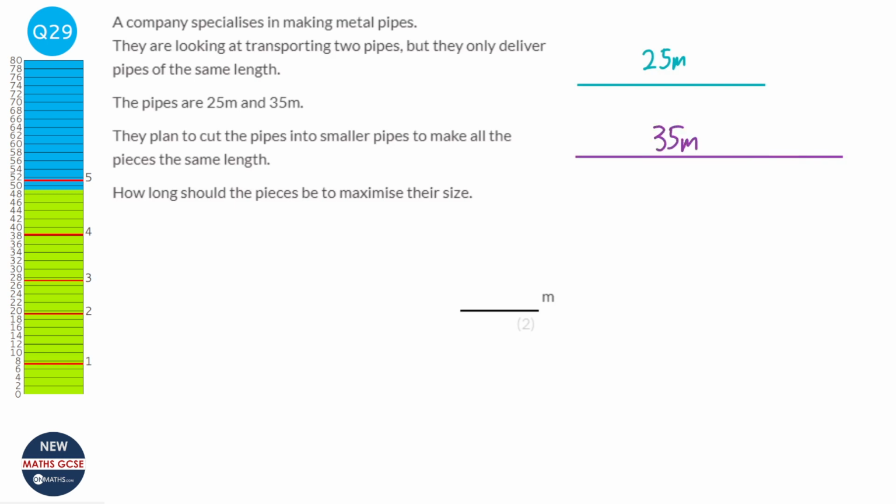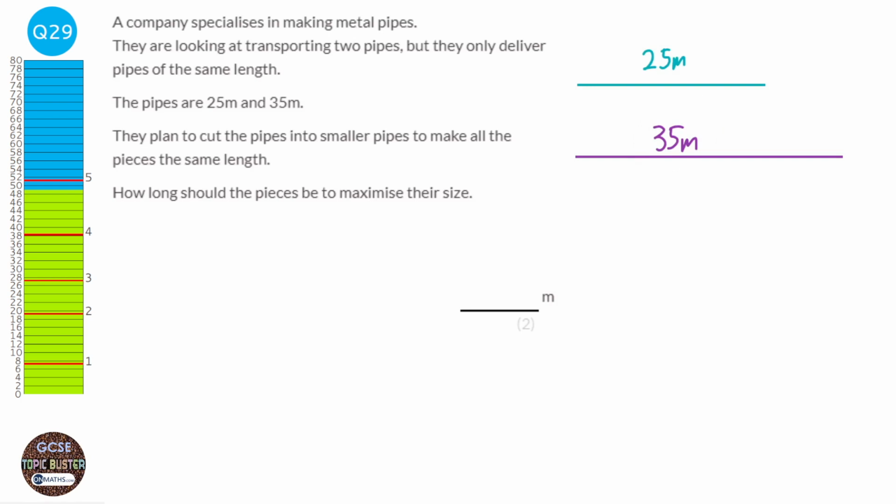The question's basically asking us what we can cut all these pipes into, and they all have to be the same length that will fit with the 25 meter and the 35 meter. Essentially, what this question's asking is: what is the highest common factor of 25 and 35?